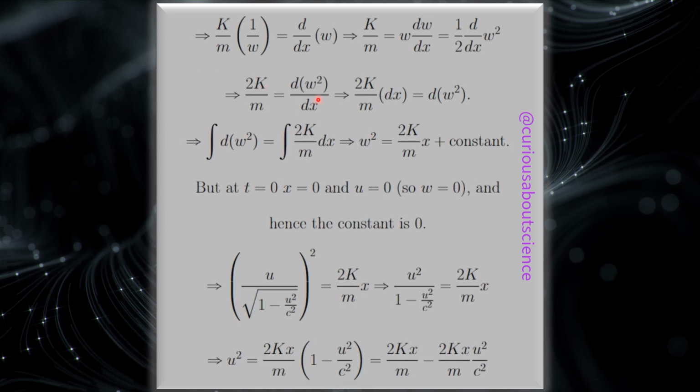Once we do that, then we can kick this to the left-hand side, and now we can integrate both sides, where we know that d of w squared can be undone here. Then we can undo dx there, so we're left with w squared equal to 2K/m x plus a constant. We're told that at t equals 0, x equals 0, and u equals 0 as a result. So w has to equal 0, and therefore the constant is 0.